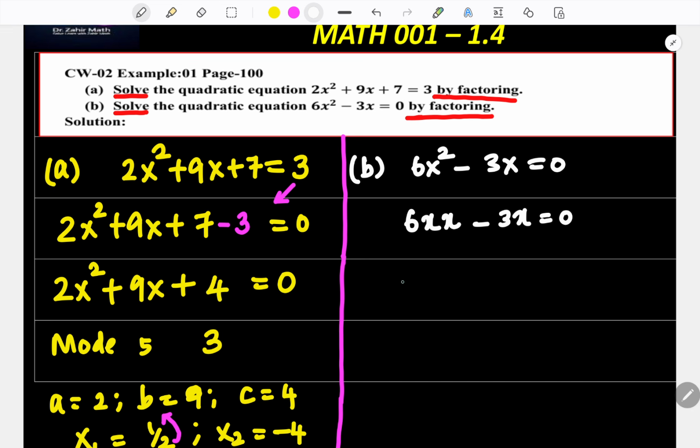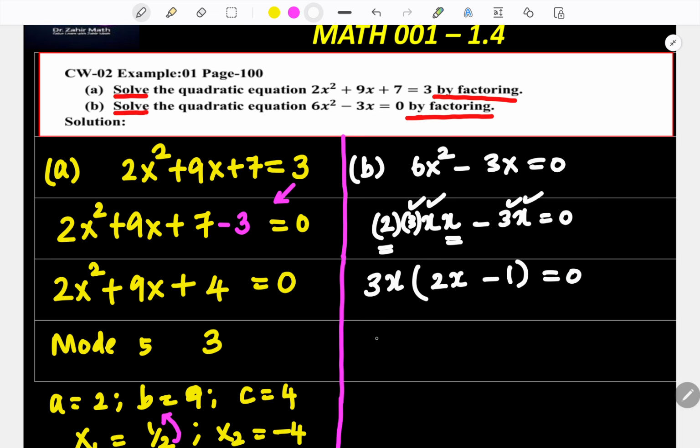So what common factor can I take? The 6 I can also write as 2 multiply by 3. So I can take 3 and x as the common factor. So I can take 3 and x out. What is left? What is left is 2 and this one x minus 1 equal to 0. So 3x is equal to 0 and 2x minus 1 equal to 0. So 2x equals what? 1.